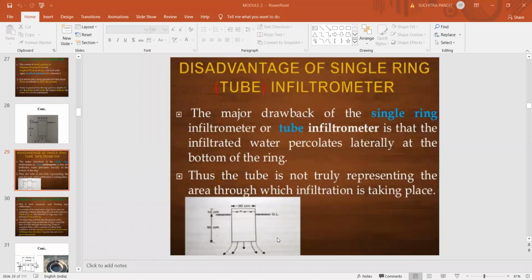And this is the single ring infiltrometer. Whatever water infiltrates through this single infiltrometer moves away. You can see here, some portion will move downward, and some portion of water moves away from the infiltrometer. So this may not give you the exact rate of infiltration. The major drawback of the single or tube infiltrometer is that the infiltrated water percolates laterally at the bottom of the ring. That is the only disadvantage of this single infiltrometer. Thus the tube is not truly representing the area through which the infiltration is taking place.